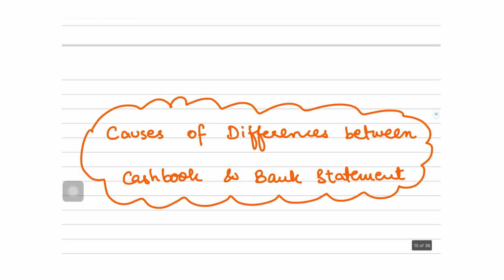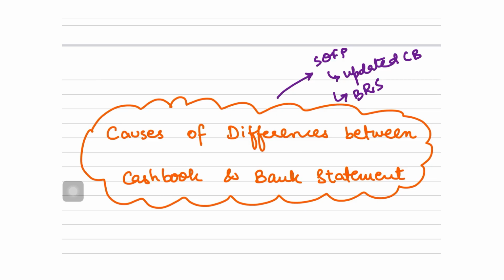In this video we are going to discuss the causes of differences between the cash book and the bank statement. As we have already seen, we have to reconcile the balance so that we can take the corrected bank balance in the statement of financial position. And for that we prepare two things. The first one is the updated cash book and the second is the bank reconciliation statement.